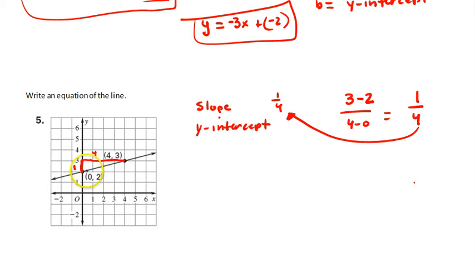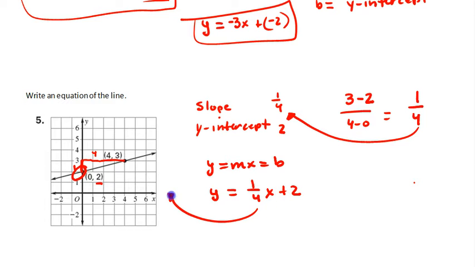My y-intercept is going to be what my y-coordinate is at that point where my line crosses the y-axis. Well, we can see here that that's at 2. So now I'm ready to write an equation in the form of y equals mx plus b. So I could write y equals 1/4 x plus 2, and that would be an equation for this particular line.